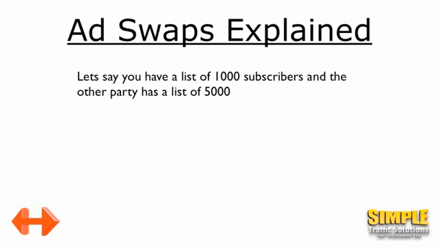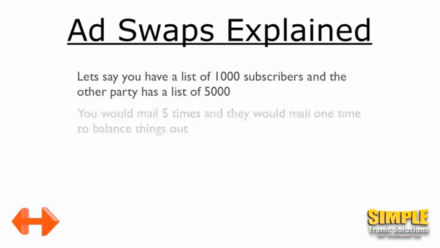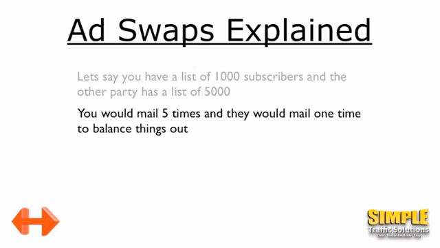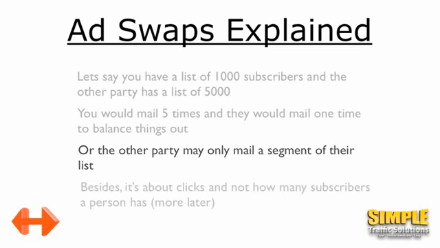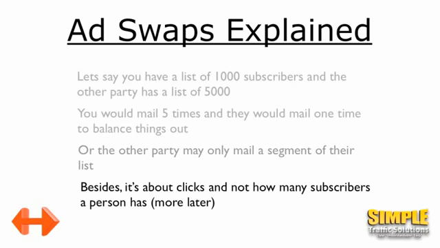Let's say you have a list of 1,000 subscribers and the other party has a list of 5,000. You could mail 5 times and they would mail 1 time to balance things out. Or the other party may only mail a segment of their list, maybe a fifth of their list in this example. But actually, it's about clicks anyway, not how many subscribers a person has.